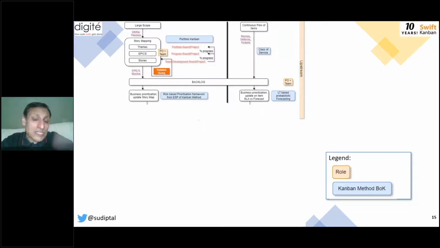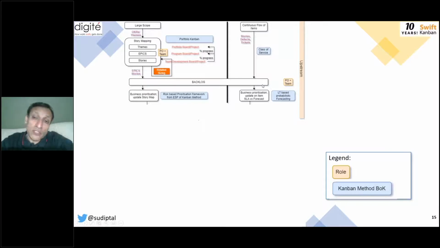There are, as I said, many ways to prioritize. The Kanban method has a wonderful approach called enterprise services planning. It's a risk-based framework that you can use to do your prioritization. It's a very configurable approach, so that you are not hardwired to doing your risk-based assessment in only one certain way.